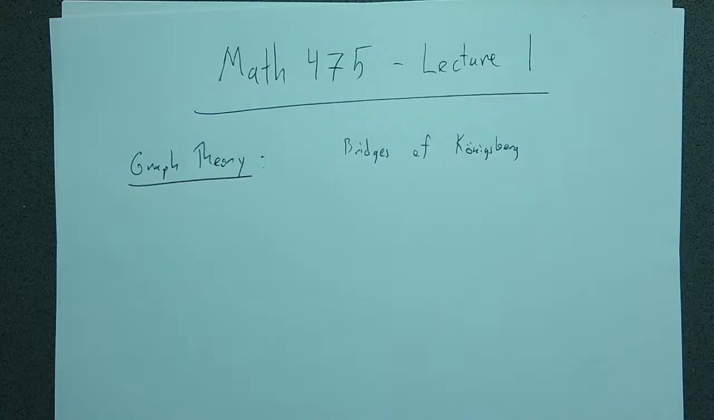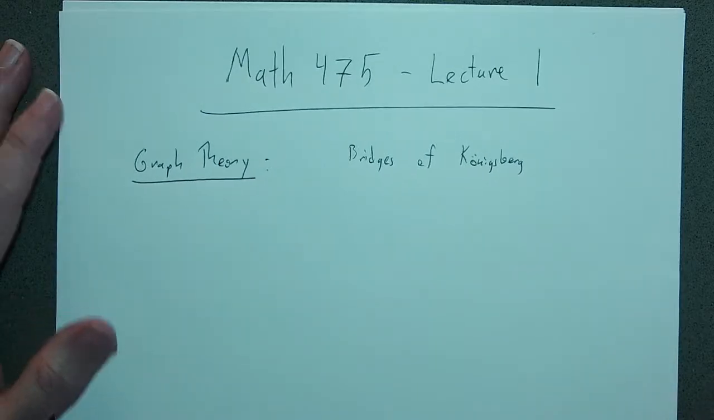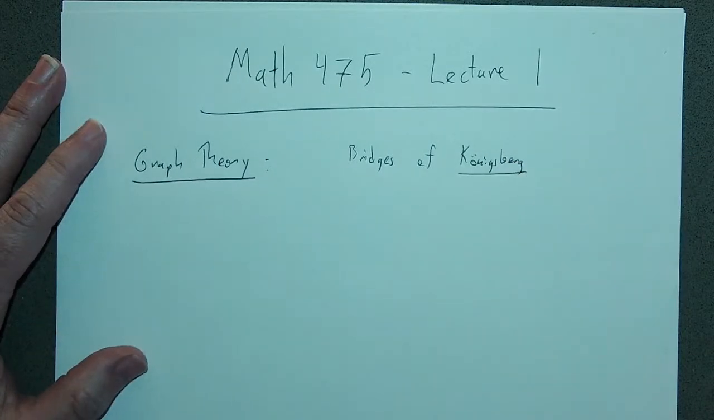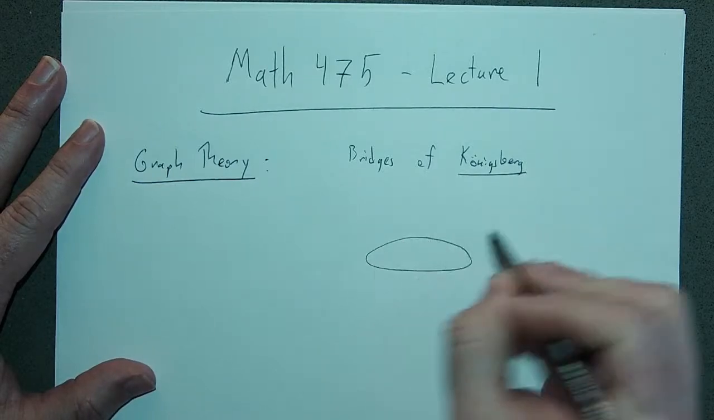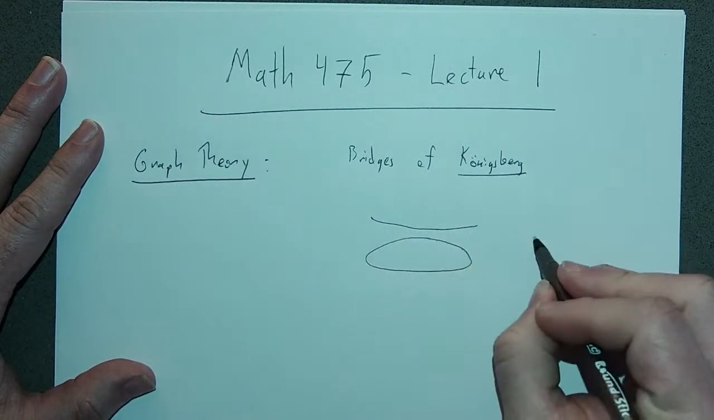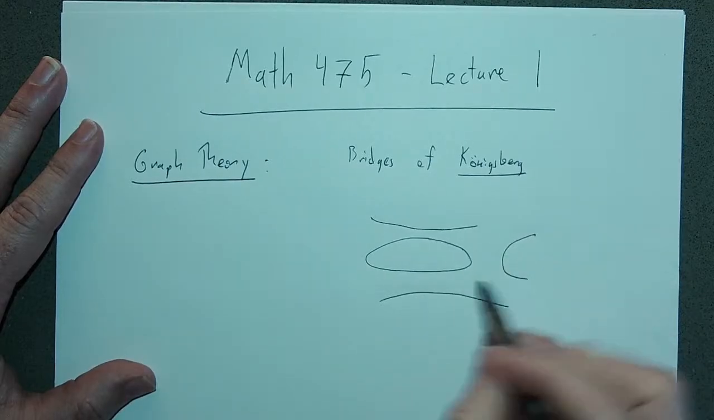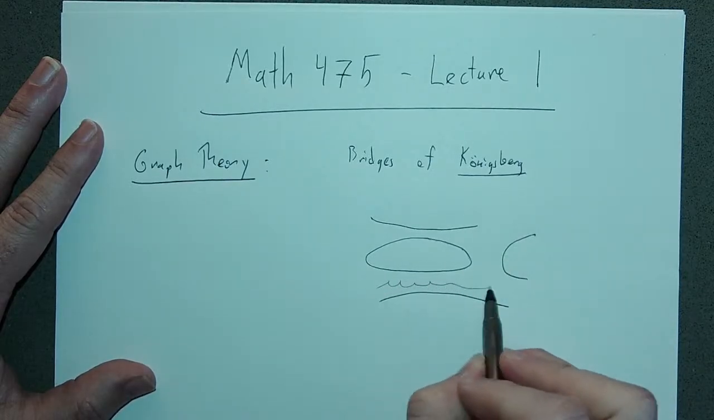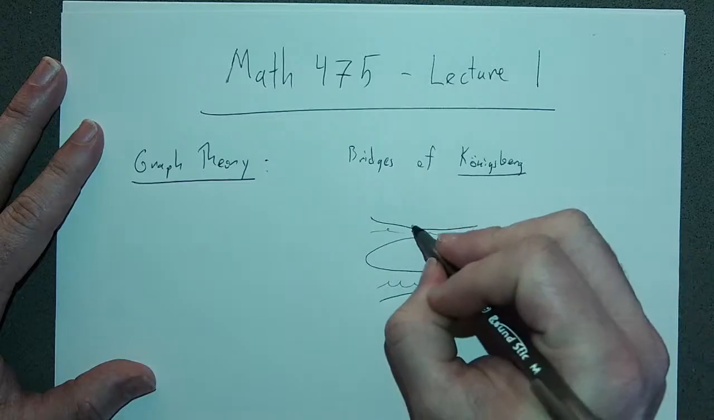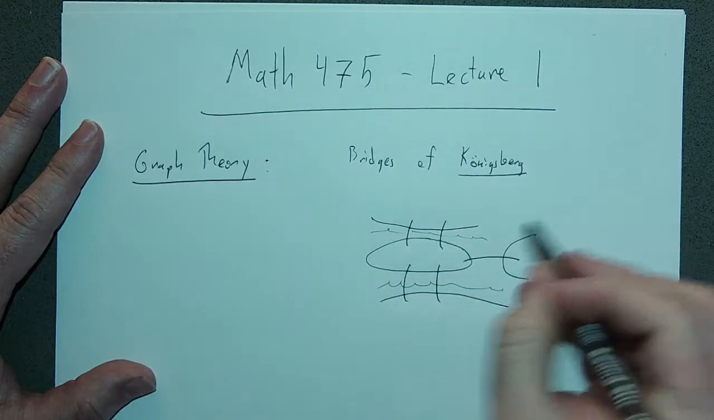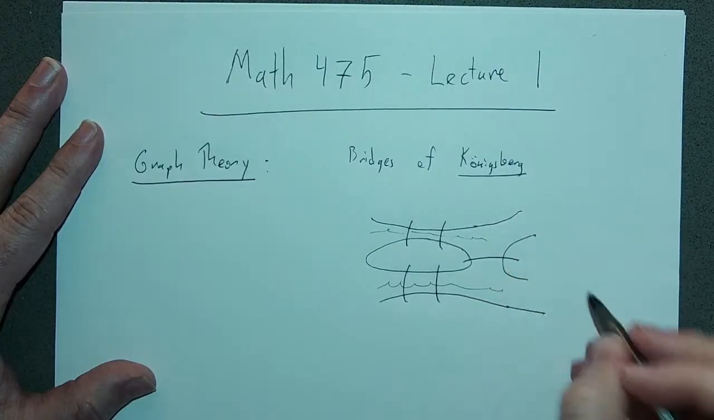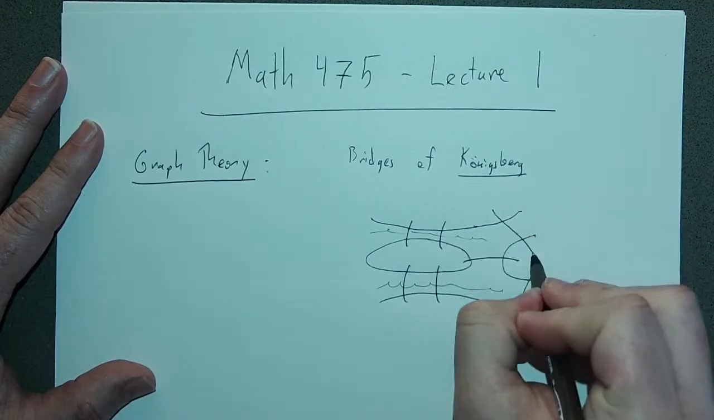It was settled by Euler. In the city of Königsberg at the time, there were bridges connecting some land masses in the city. Roughly, this was the arrangement of those bridges. So here's water, and the bridges were here, here, here, here, and here, and I believe there were two other bridges connecting these two land masses.